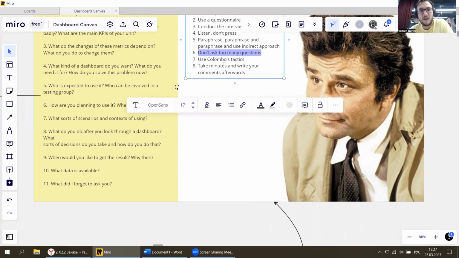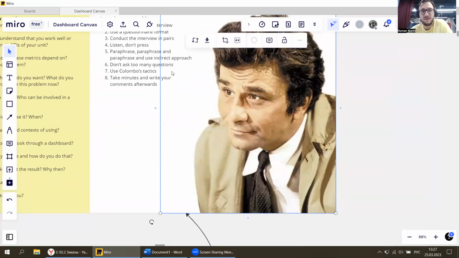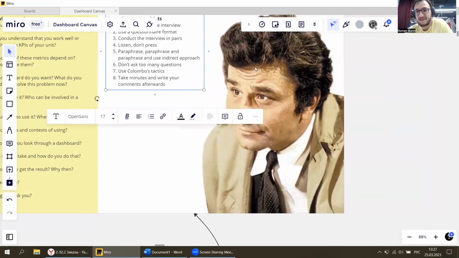That's not a good idea. Also use Columbo tactics. I don't know if you're familiar with this TV series. Columbo was a quite nice detective, and he always looked a bit clumsy, maybe he wanted to look not so smart as he was. You should use the same approach.